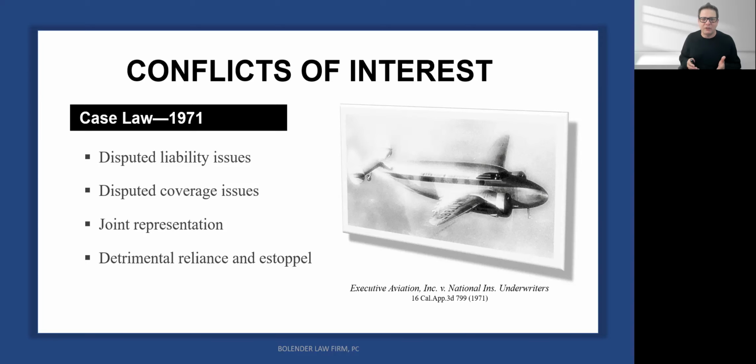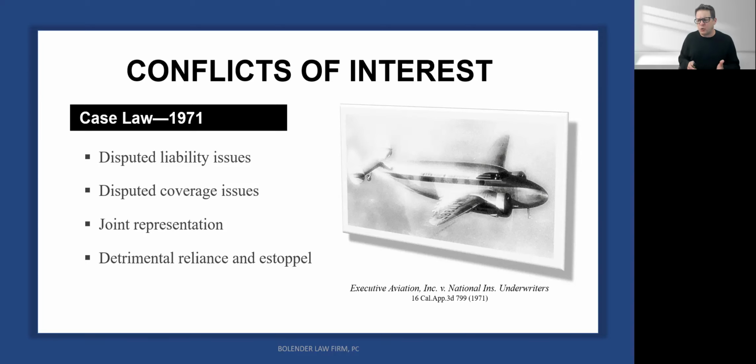Now, as it turned out, under the very peculiar facts of the case, the policyholder's defense counsel was also the insurance company's coverage counsel, something that you would never see these days, but it was a peculiar case. At any rate, the issues ultimately came to the attention of the Court of Appeal, and the court expressed concern about the risk to policyholders in joint representation situations.